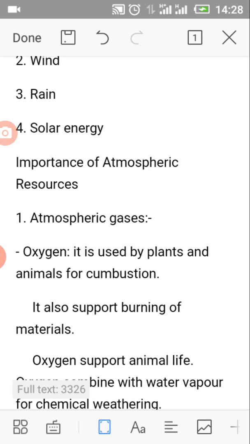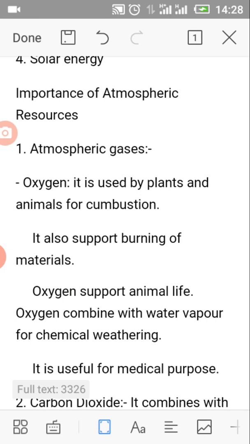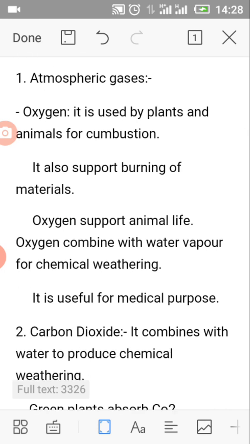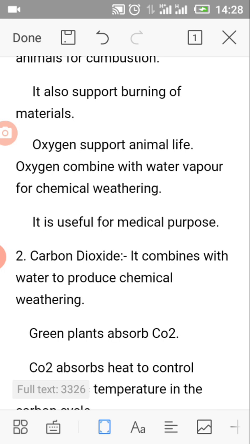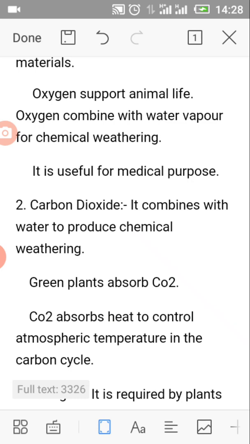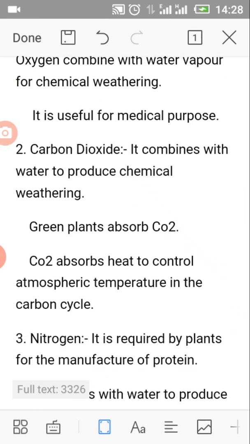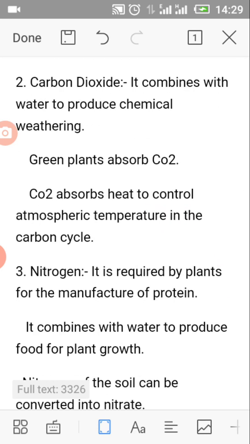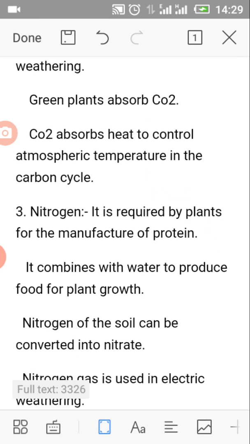Oxygen is used by plants and animals for combustion. It also supports burning of materials. Oxygen supports animal life. Oxygen combined with water vapor causes chemical weathering. It is useful for medical purposes. 2. Carbon dioxide. It combines with water to produce chemical weathering. Green plants absorb CO2. CO2 also helps to control atmospheric temperature in the carbon cycle.